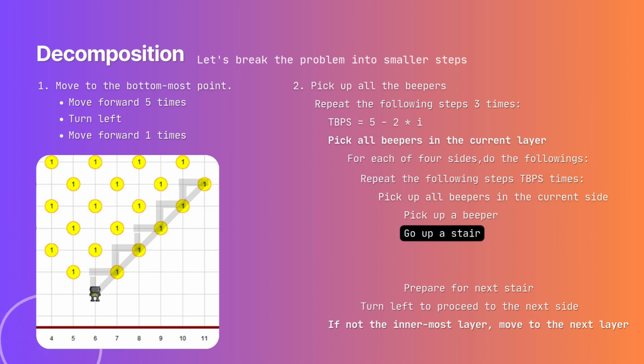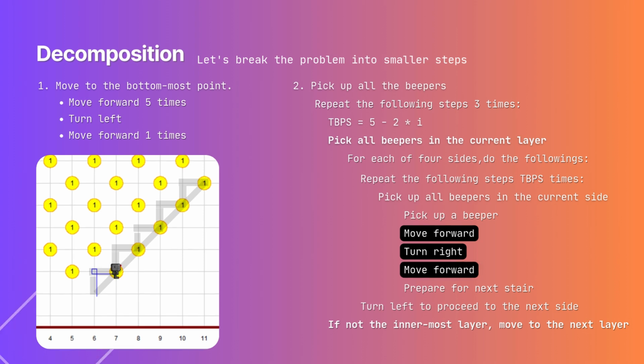How do we go up a stair? To go up a stair, the robot follows a simple sequence of steps. First, it moves forward by one space in the direction it's facing. Then, the robot turns right to orient itself correctly. Finally, it moves forward again to reach the next level or position in the layer. This sequence ensures that the robot moves up one step at a time, making it possible to reach all the beepers in the current side of the diamond shape.